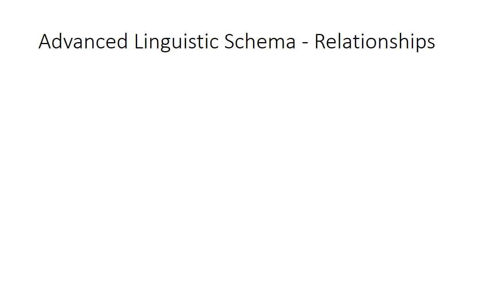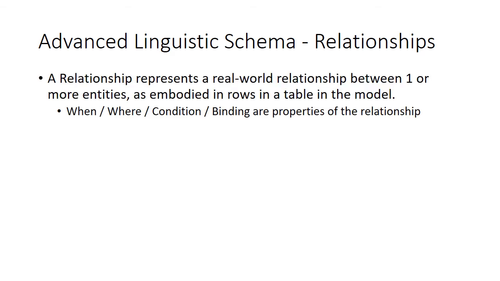Up until now, I've been using the terms phrasing and relationship more or less synonymously, but that's actually not the case. Relationships are a distinct concept in the linguistic schema. A relationship object represents a real-world relationship between entities in your model. The when and where properties, the filter condition, which I showed on simple adjective and noun phrasings, and a binding to the join table that embodies instances of the relationship. These are all properties of the relationship object, not the phrasing object.